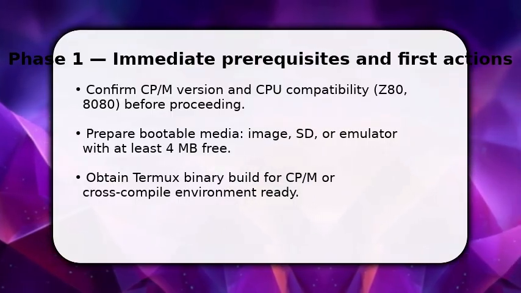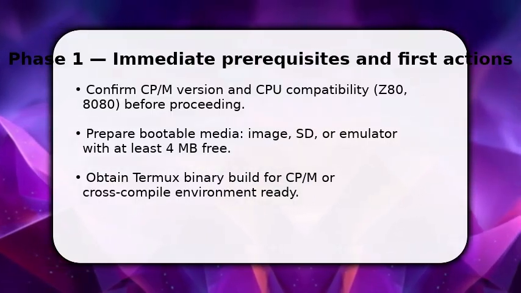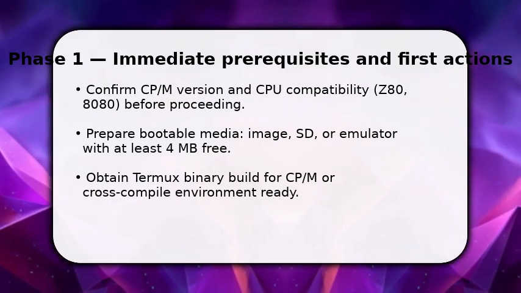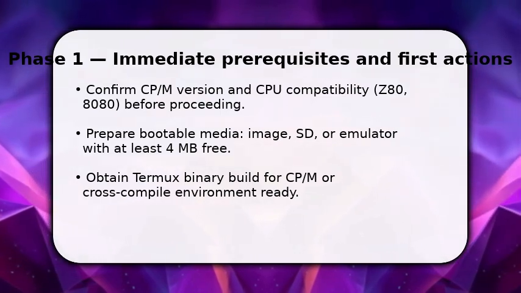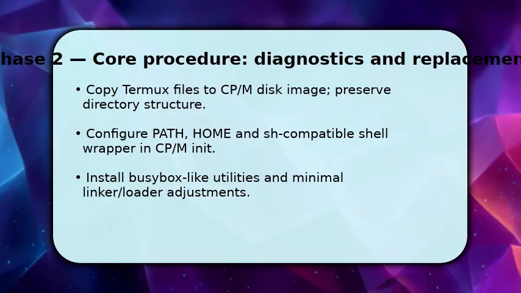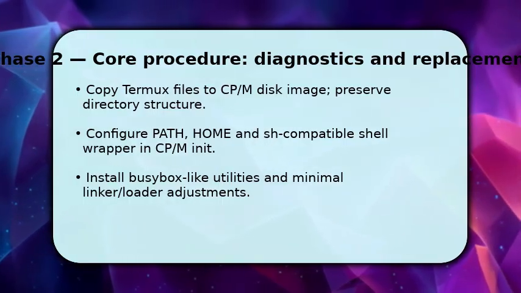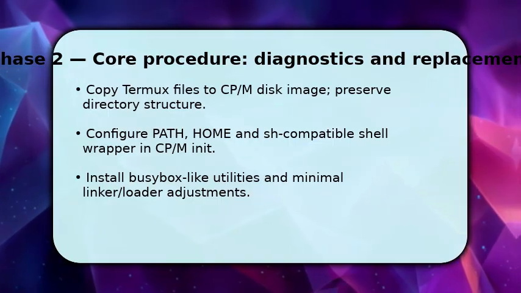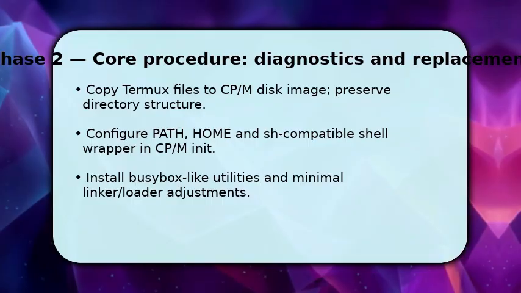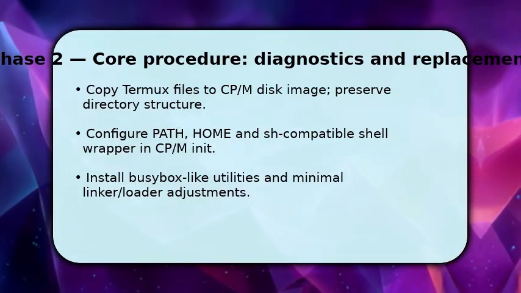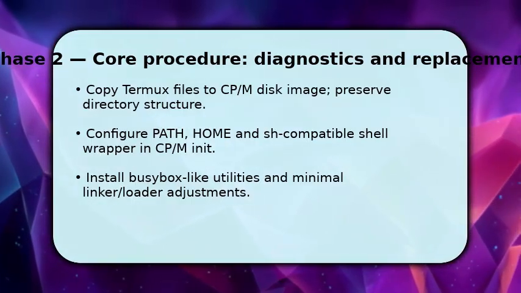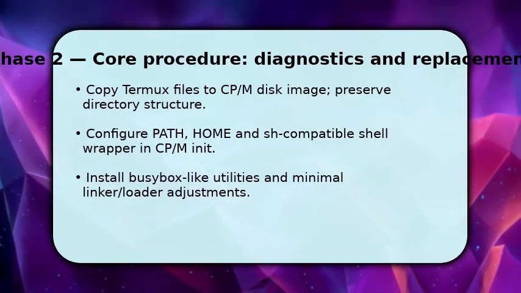Place libs and binaries into a single directory so the loader finds them quickly. Now continue by mounting the CP/M image or transferring files to your device and copy the Termux directory exactly, preserving structure. Then configure environment variables. Set path to include the Termux bin, set home, and install or wrap a SH-compatible shell so scripts run.